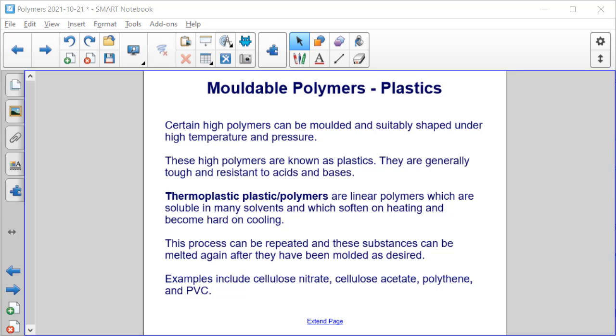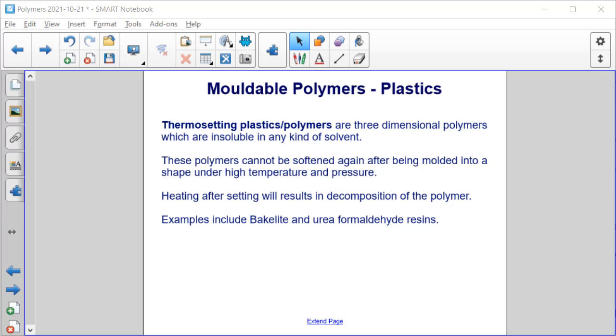Examples include cellulose nitrate, cellulose acetate, polyethylene, and PVC. We saw examples of that previously when we were talking about polyethylene and PVC. You can review those slides about blown plastics back in the previous section if it interests you.